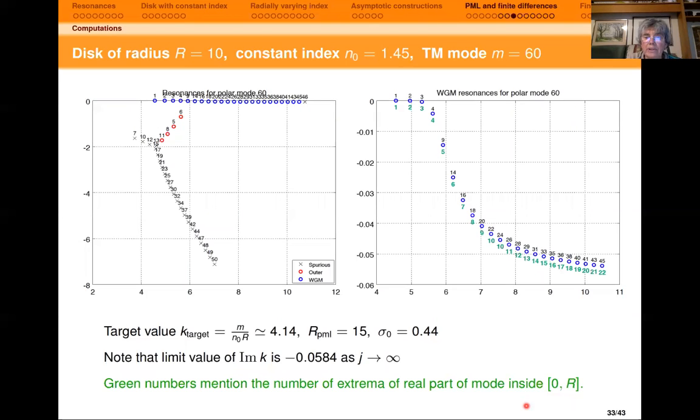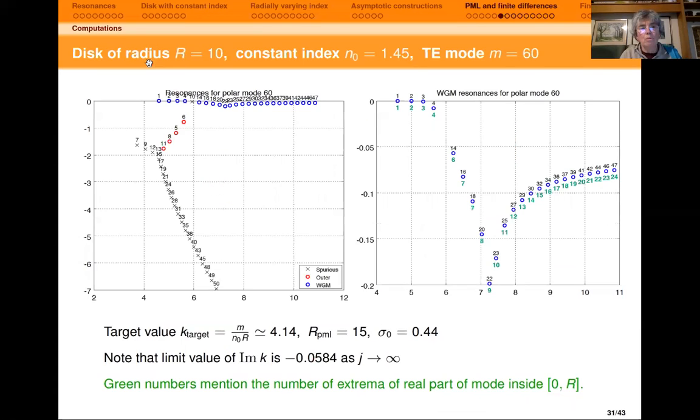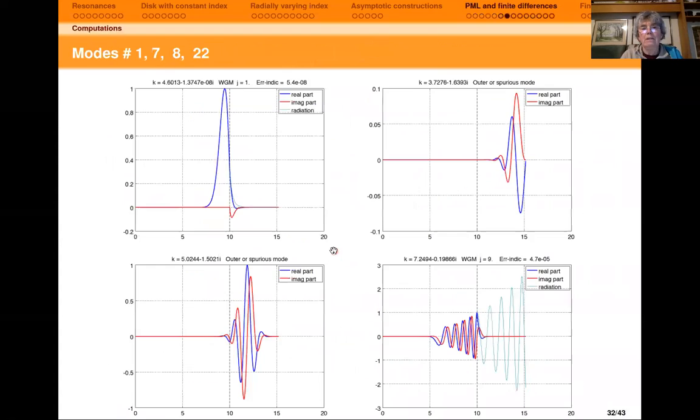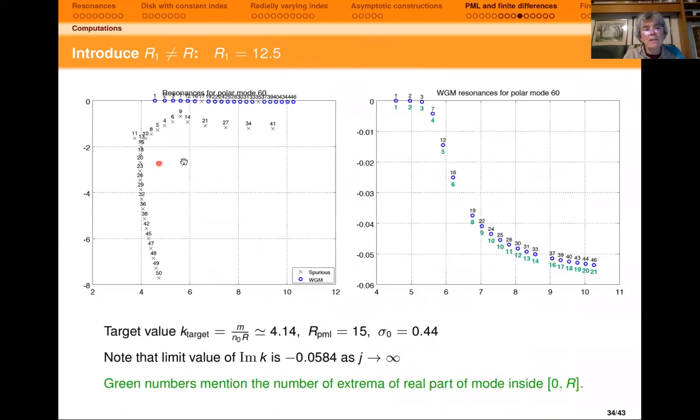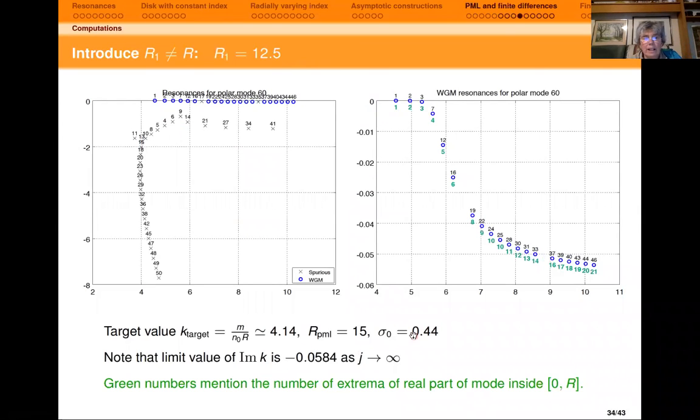So this was TM, this is TE. What I want to show rapidly is the effect of introducing an R1. The R1 was this, to extend the region where you do nothing. You start the PML further. And so you see what happens if you have this R1 larger. Here R1 is 12. So you see, you have much more spurious modes.